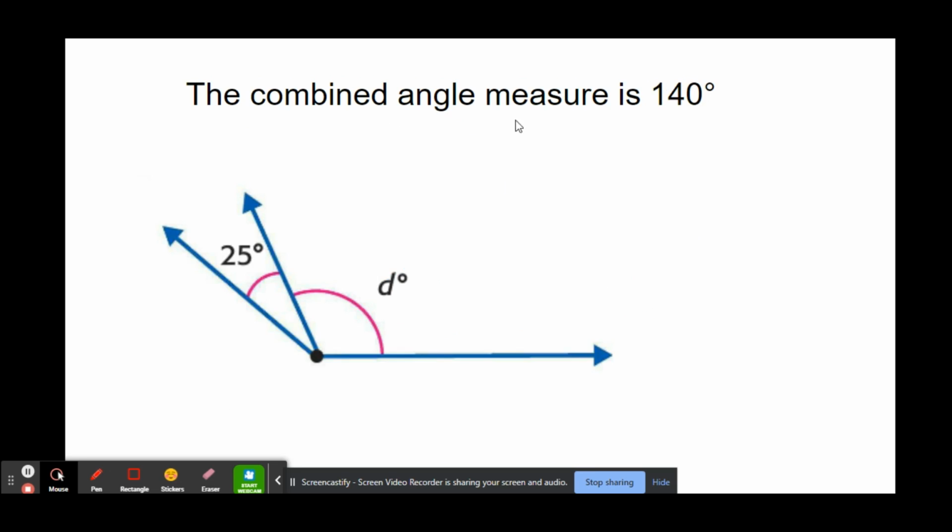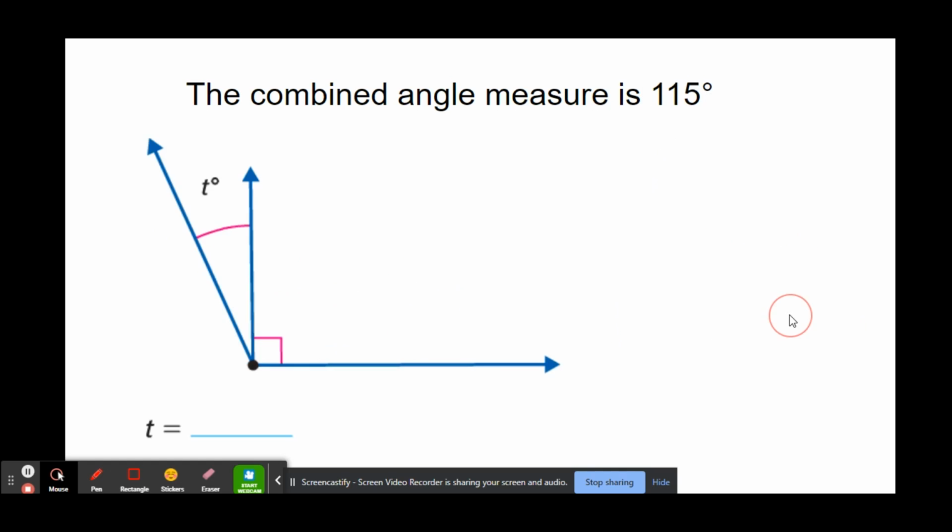So we have a new one. The combined angle measure is 140 degrees. So we're talking about this larger angle here is going to be 140 degrees. We know that this part of it is 25. So we're figuring out what this part would measure out at. So without getting our protractor out, we can subtract 140 minus 25. Did you solve it? Did you get 115? 115 degrees plus 25 degrees is what would give us our 140 combined angle measurement.